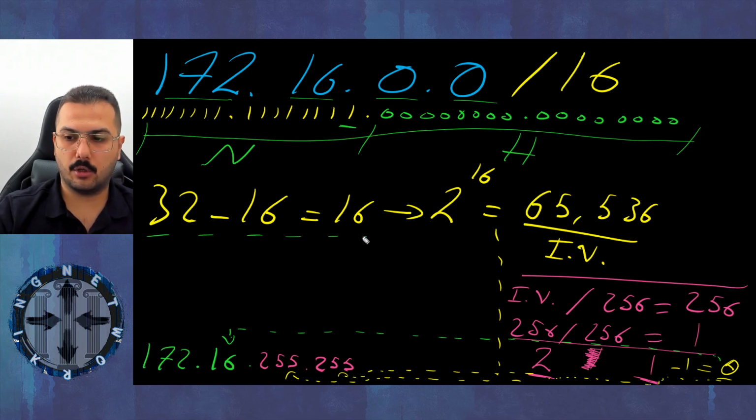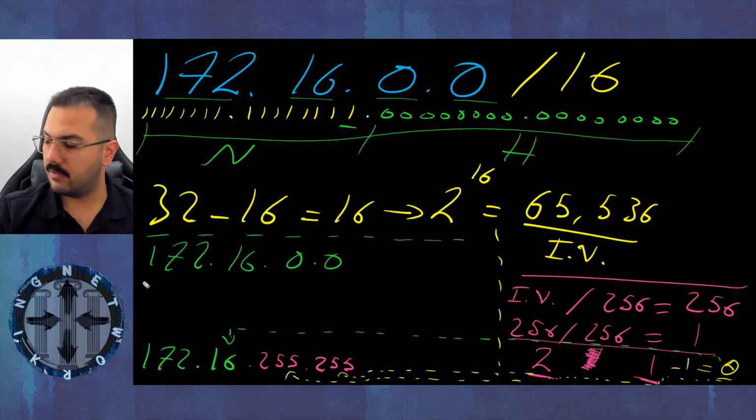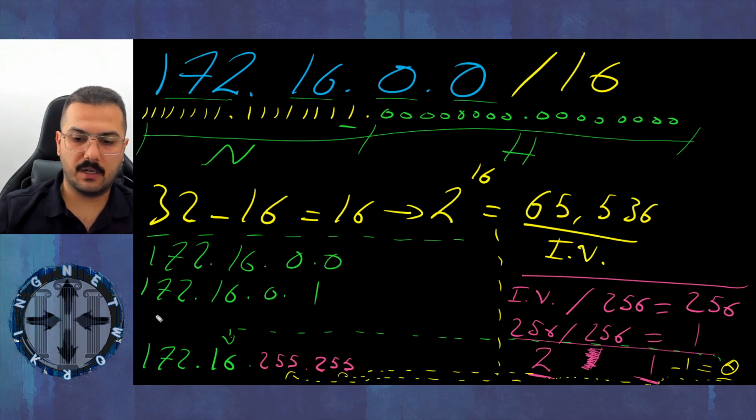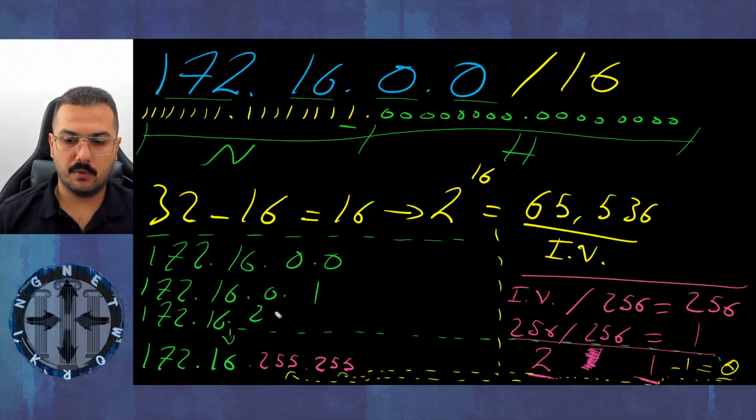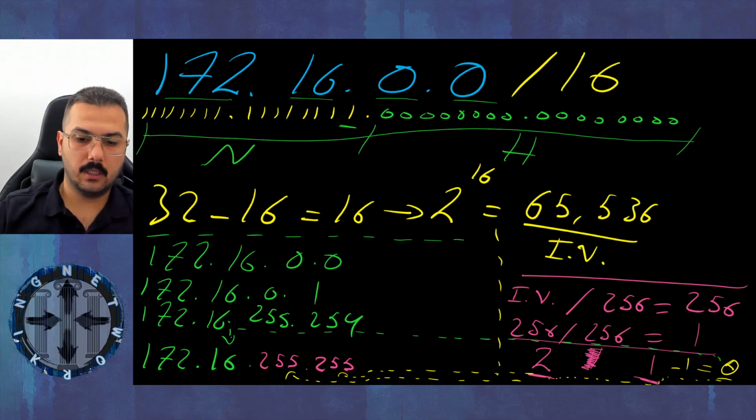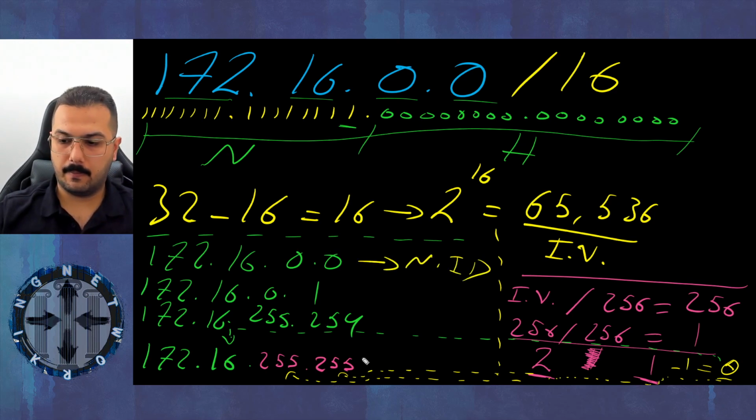And going back to the original rule, 172.16.0.0 is the network ID. 172.16.0.1 is the very first usable IP address. 172.16.255.254 is the last usable IP address. Network ID, broadcast ID, valid range.